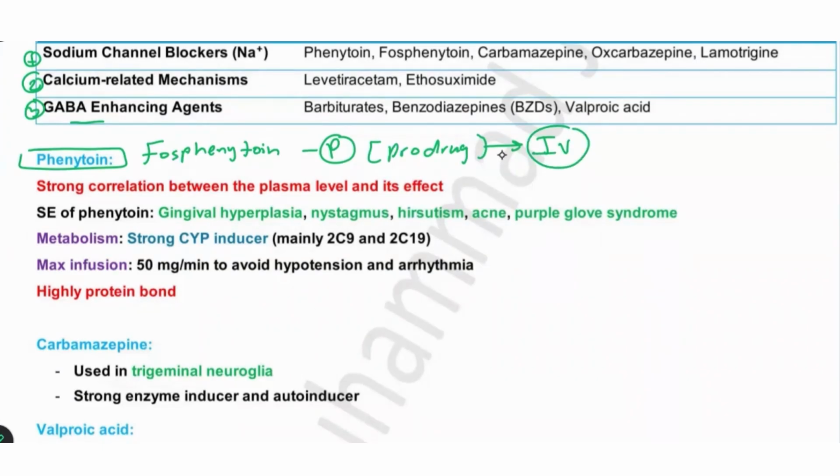So when you increase the water solubility, that makes the drug applicable to be given intravenously in a more safe way. And once it is in the body, it is converted into the active phenytoin. Now, there are a few pharmacological things that you have to know about phenytoin. The first thing is that phenytoin is a strong cytochrome enzyme inducer. Specifically, it induces 2C9 and 2C19.